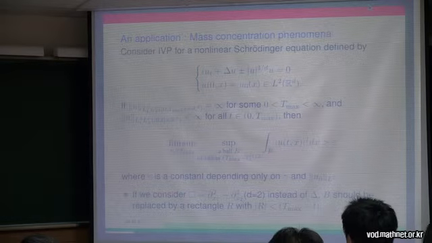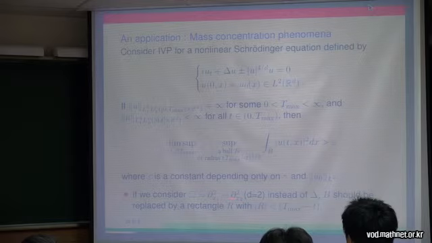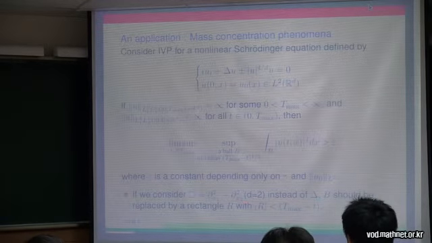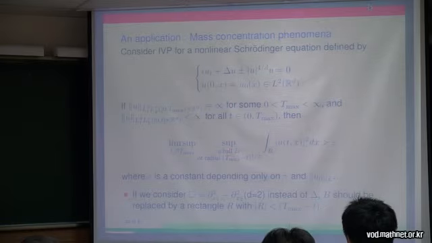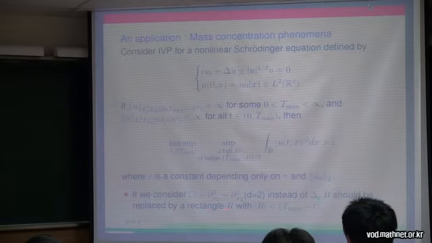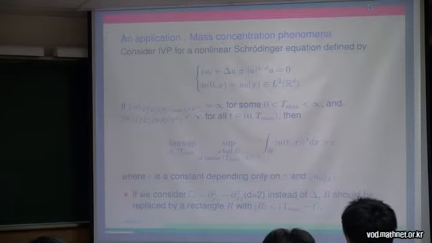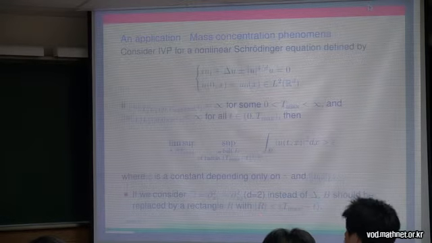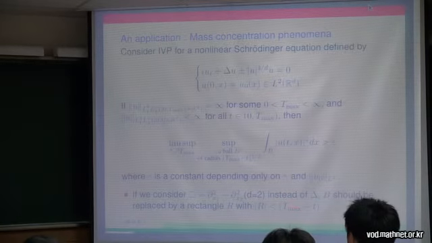If we consider some kind of non-elliptic Schrödinger equation, then this ball should be replaced by a rectangle R with the diameter of magnitude T max minus T.